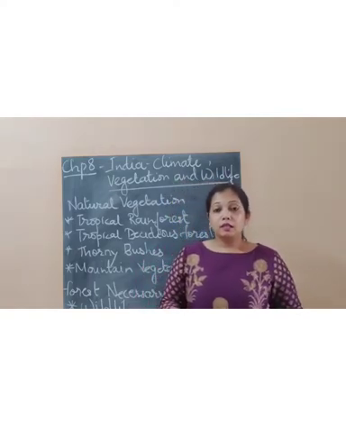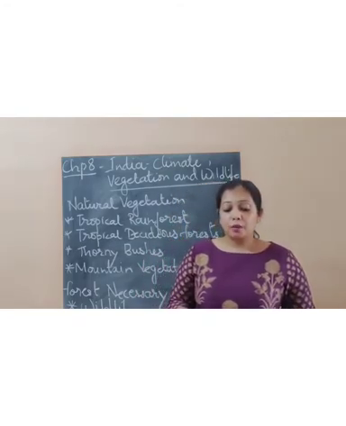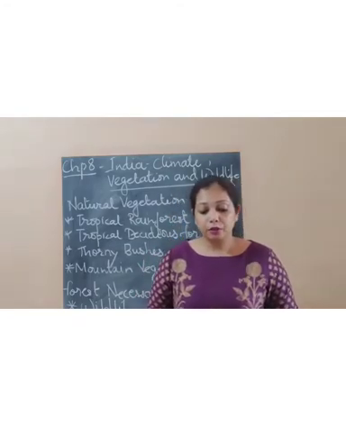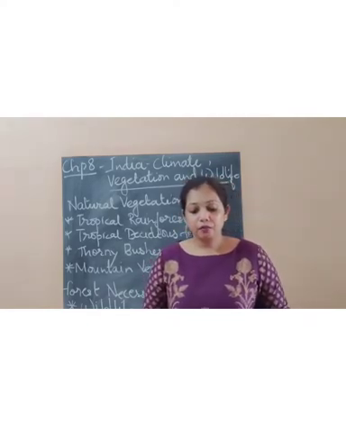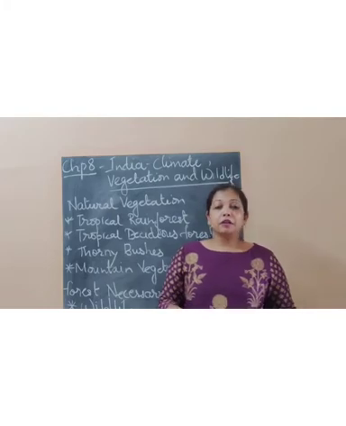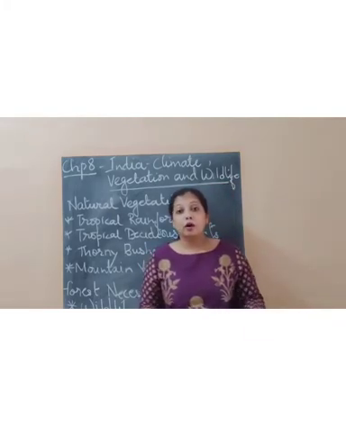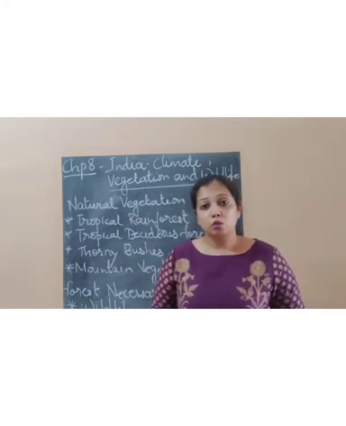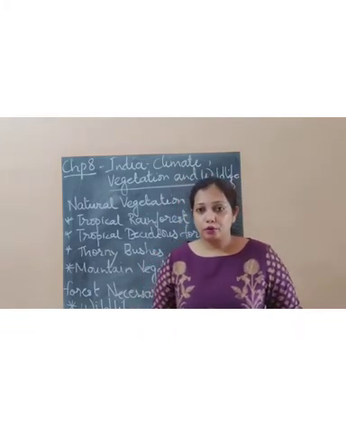These monsoon forests are in Uttar Pradesh, Bihar, Orissa, Madhya Pradesh, Jharkhand and Maharashtra. They receive rainfall of around 100 to 200 centimeters in the monsoon season. That's why they are also called monsoon forests.